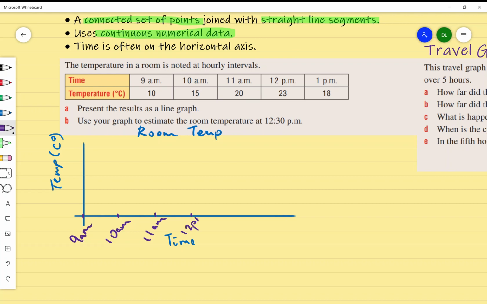12 p.m. and then finally 1 p.m. Now we don't keep going, even though we know what happens after 1 p.m. We don't exactly know what the temperature is after 1 p.m., so we leave it at that.